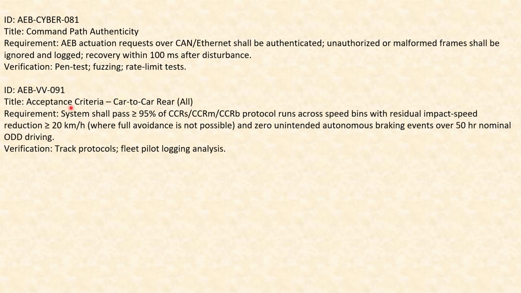Now talking about the acceptance criteria, car to car rear. The requirement: the system shall pass 95% of CCRs, CCRM, CCRB protocol runs across the speed bins with residual impact speed reduction of greater than 20 km per hour. So in case full avoidance is not possible, a minimum of 20 km per hour of reduction must happen. Only then will the severity of the impact drastically come down.